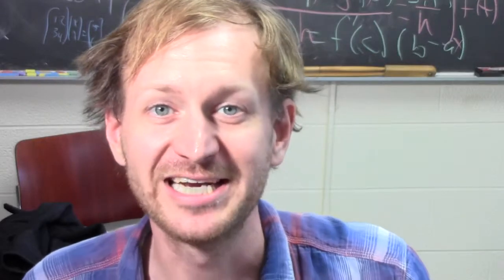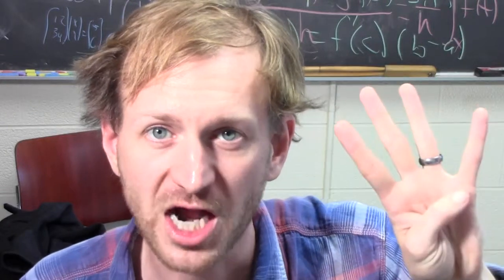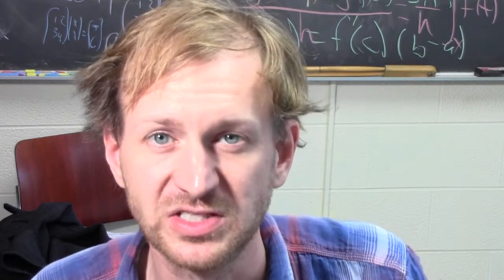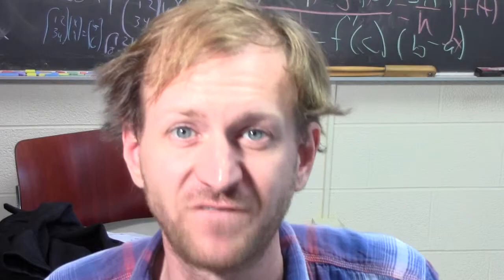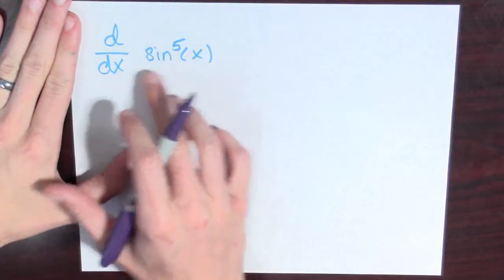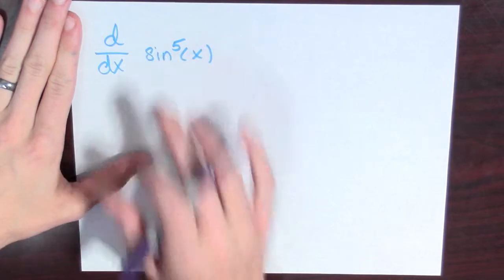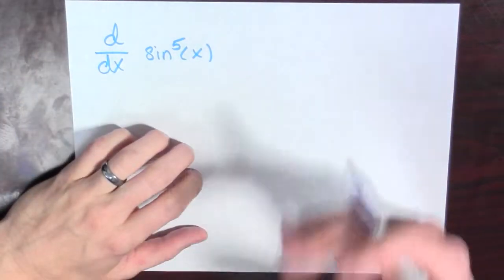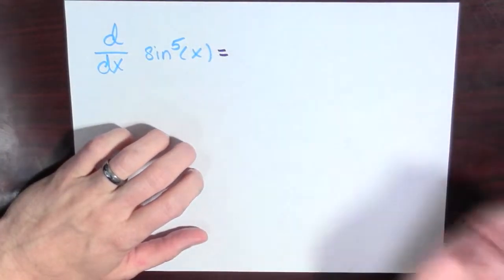Hello there! Now let's do 4 examples of derivatives involving trigonometric functions. So here we have the derivative with respect to x of sine x to the 5th power. Let's take its derivative. First, we're going to use the chain rule.